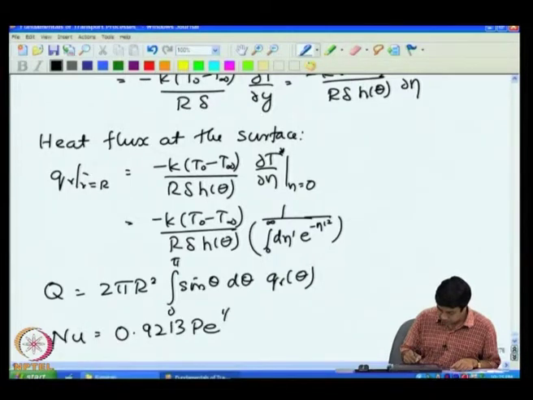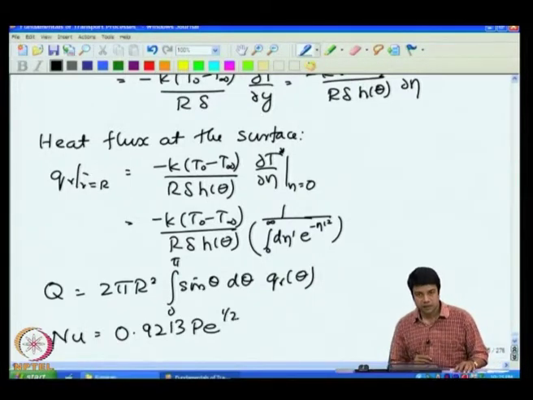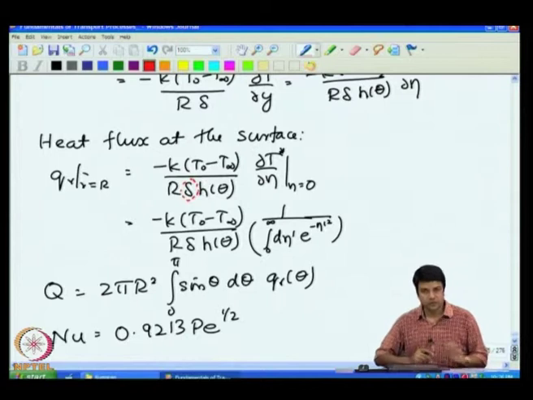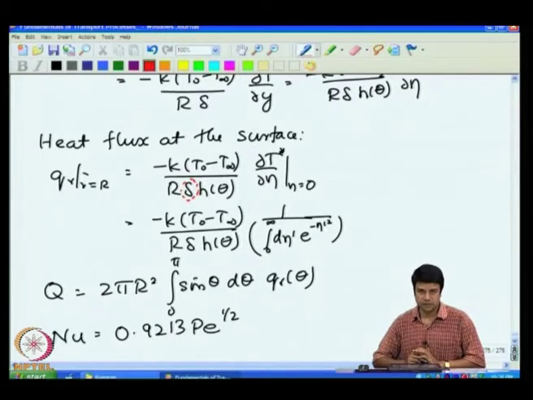Peclet number to the power plus half. That Peclet number to the power plus half scaling emerges because I have a delta in the denominator here. Delta is equal to Peclet number power minus half, and I have delta in the denominator. The rest of the terms are all constants. So, because of that I get Nusselt number going as Peclet number power plus half.